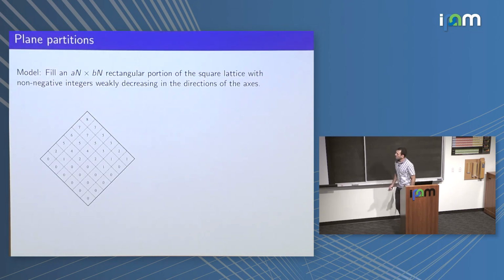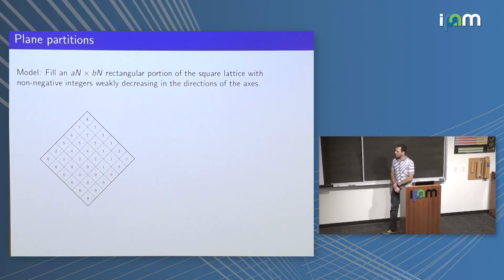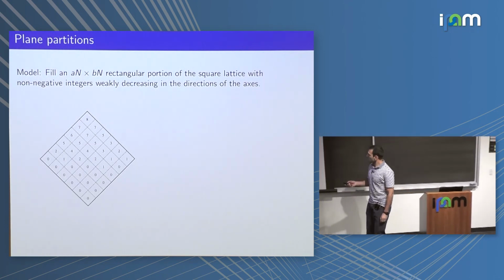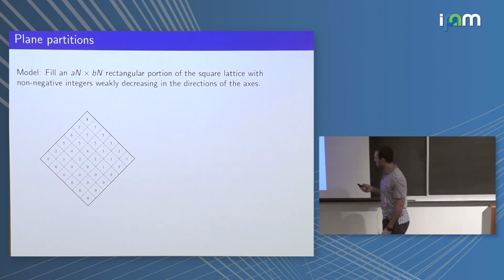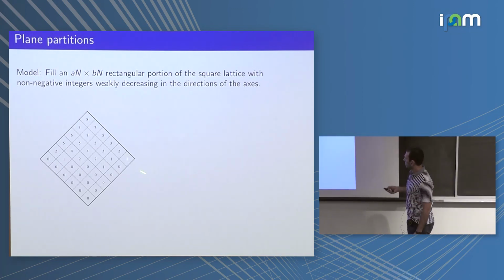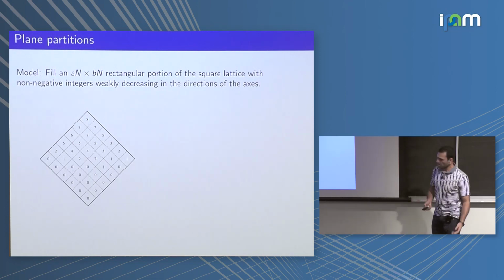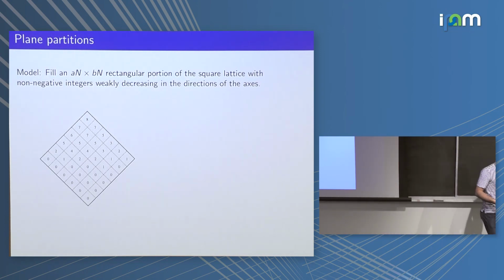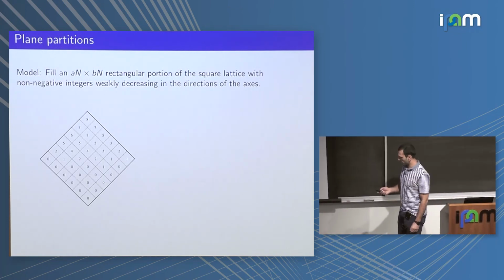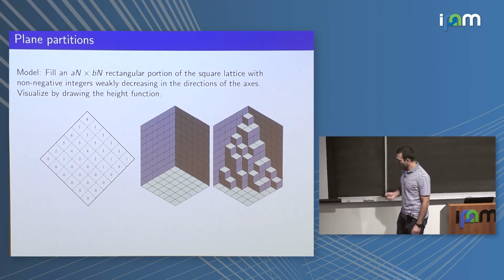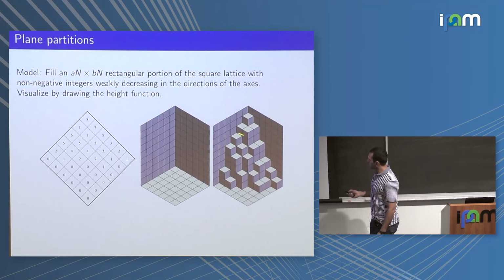Well, take a portion of the square lattice, a rectangle of size a and b n, and fill it with non-negative integers, which are weakly decreasing in these two directions. And those are called plane partitions. There's a nice way to visualize them. Just draw the graph of this. Think of this as a function, draw the graph of it. And when you do that, you basically get a stepped surface.